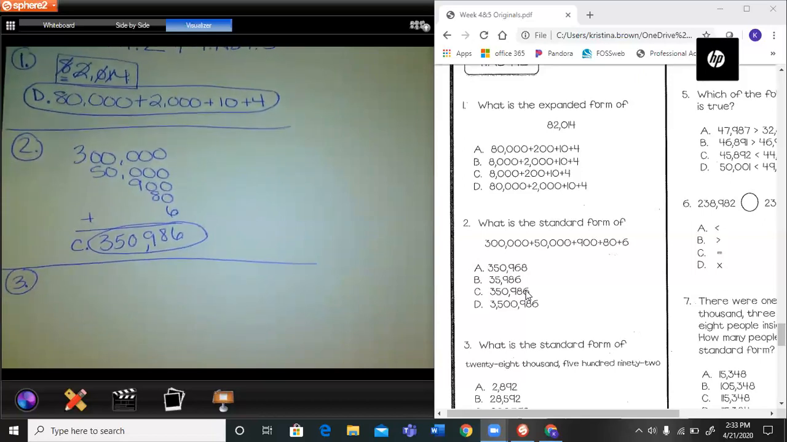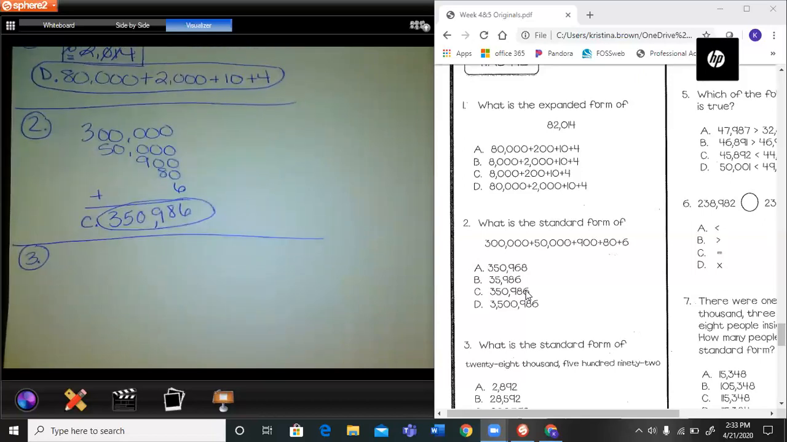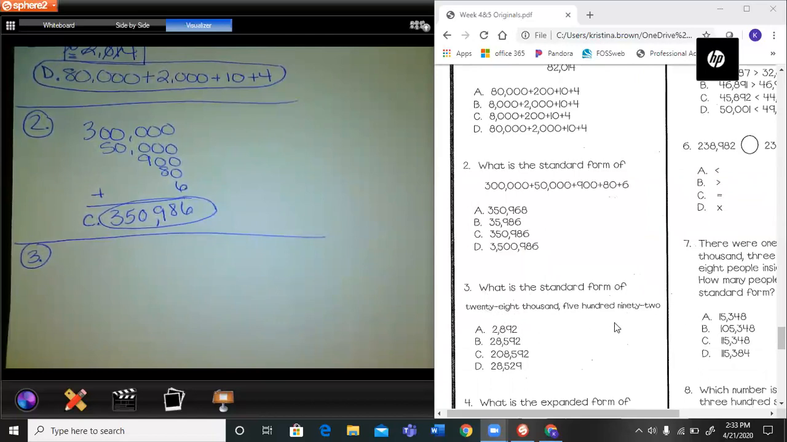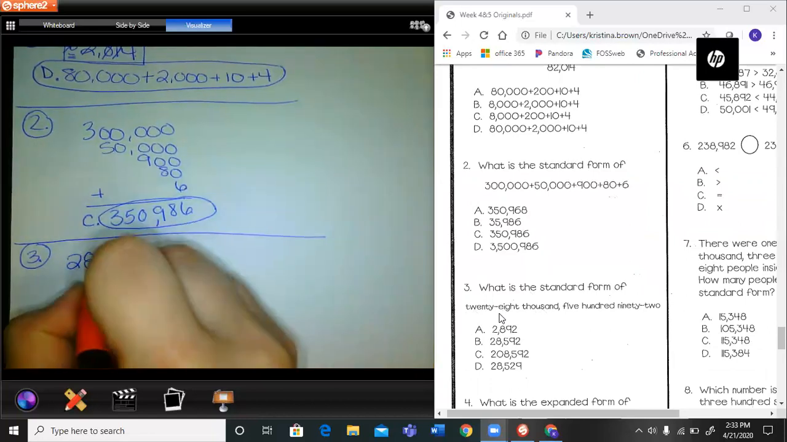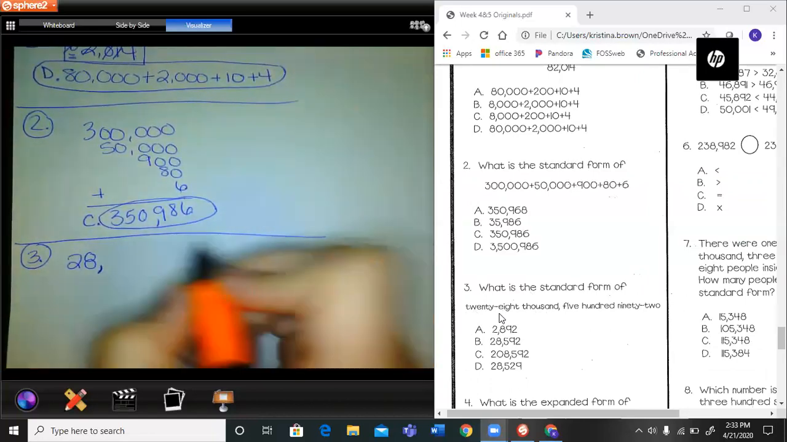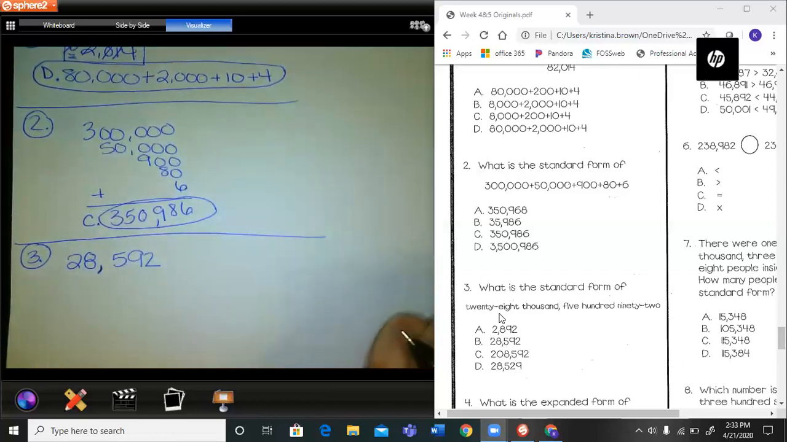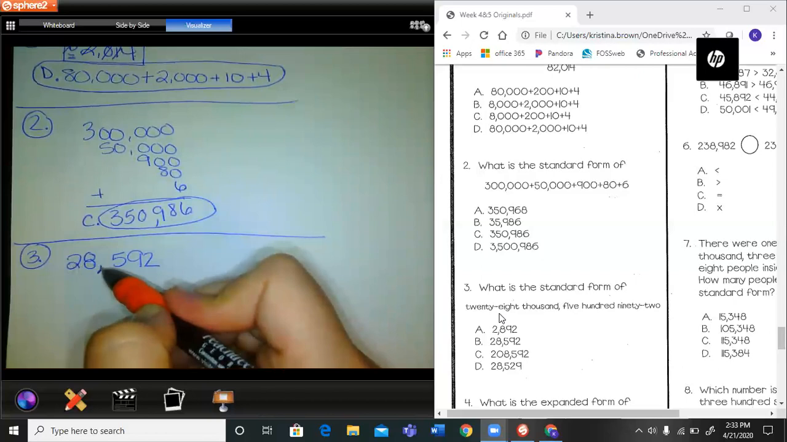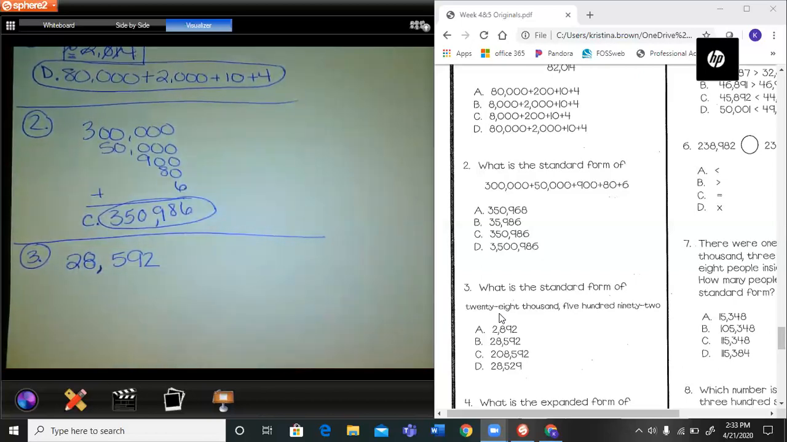Number 3. What is the standard form of 28,592? Right? When we have word form here, I'm going to give you guys a hint if you have forgotten. Anytime it actually tells you the value, that's where you're going to put your comma. So I have 28,000, so that's where I put my comma, 592. That also comes into play and can help when you're reading a number when you know what to say. So like 28,592. So I should be looking for B right here, 28,592.